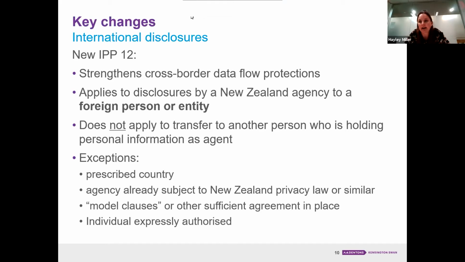Most of them won't be a surprise to many, particularly if they're in Europe, because this similar sort of arrangement with having intergroup agreements is very common.